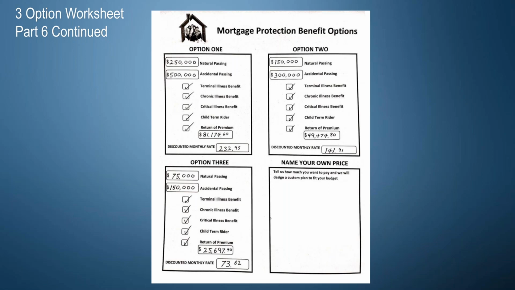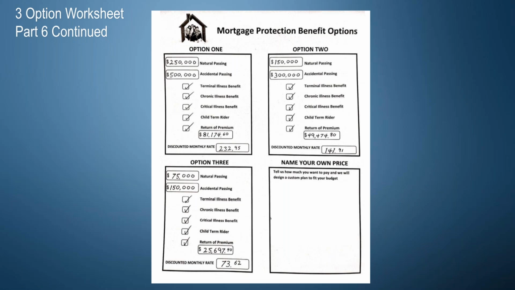But later, as you get into your late 50s and 60s, when it's more likely for you to get a life-threatening disease, if you were to pass due to natural causes, $75,000, gosh, your mortgage should be more than halfway paid off by then. $75,000 should be more than enough to cover your mortgage. But this also includes all the additional benefits: the terminal, the chronic, the critical, the child rider. Also includes return of premium. And at the end of the term, which is 30 years, you get a check back for $25,697. And Jimmy, for this program, you would need to set aside $73 a month.